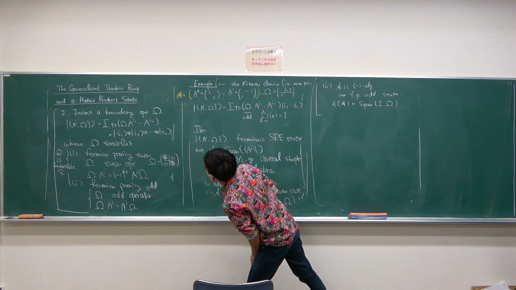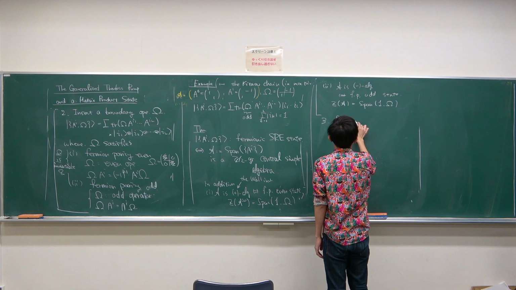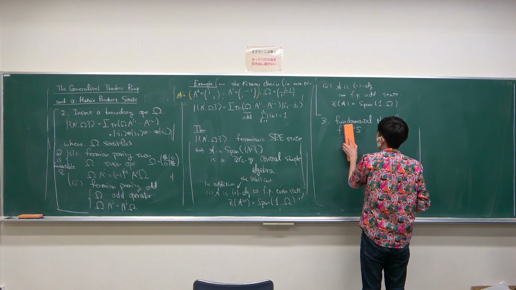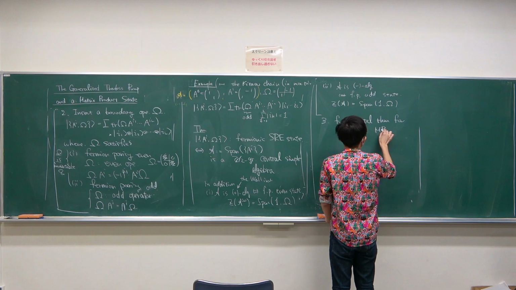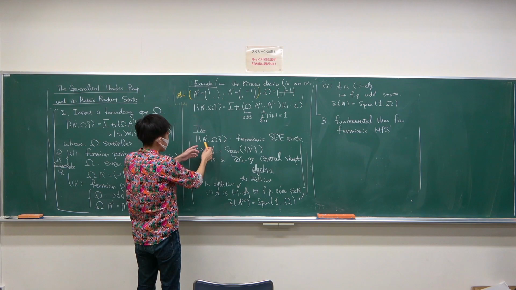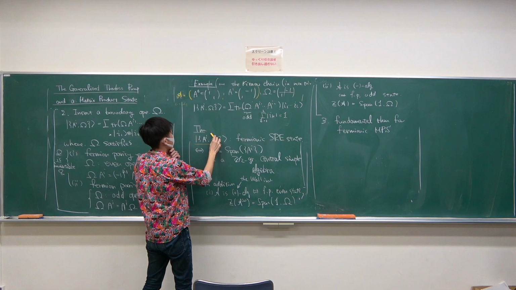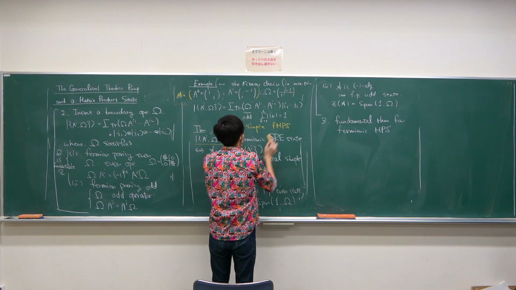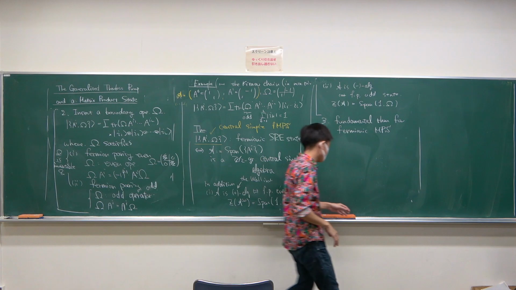Section 3: the fundamental theorem for a fermionic matrix product state. I will call this kind of matrix product state a central simple FMPS, or fermionic matrix product state, for short.